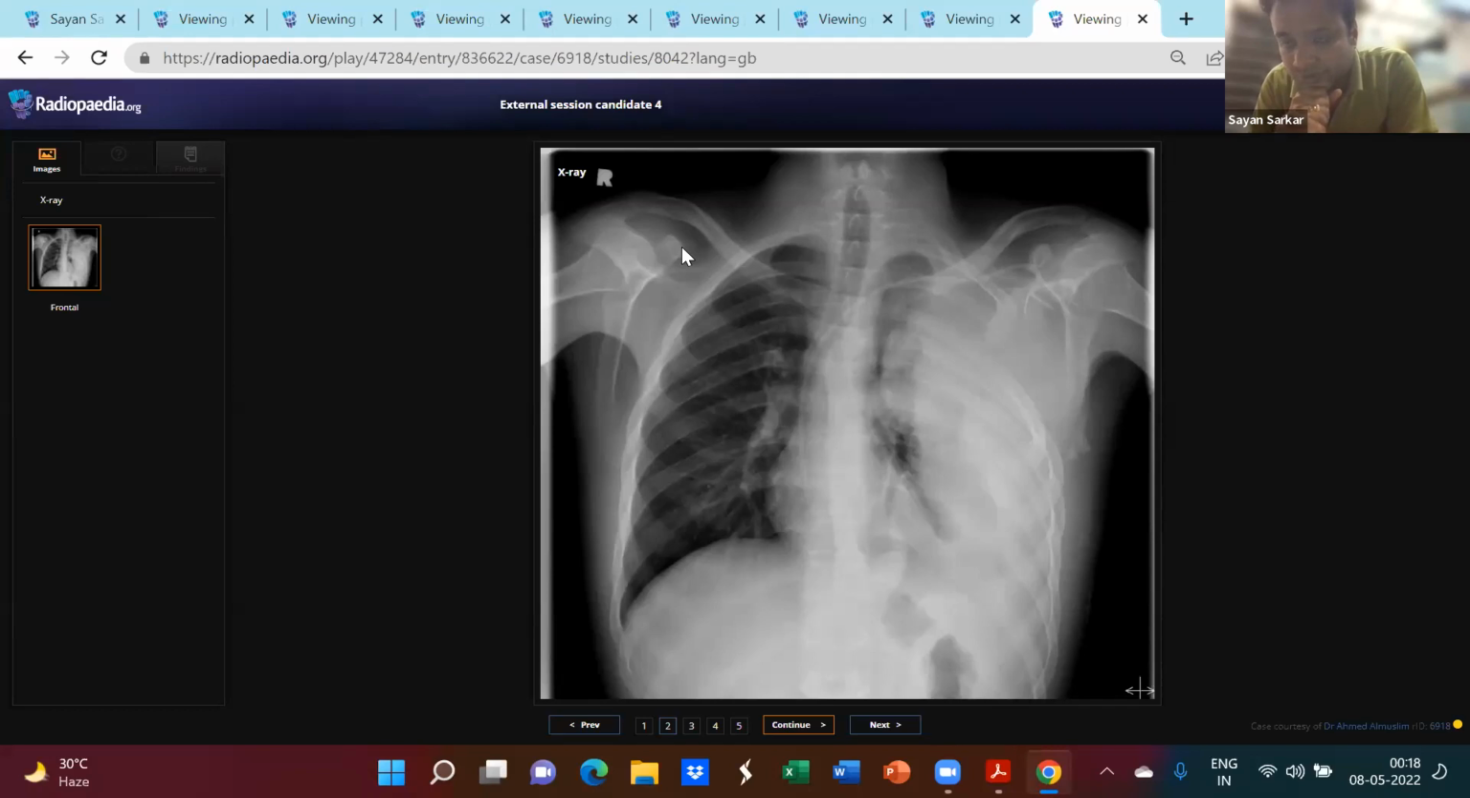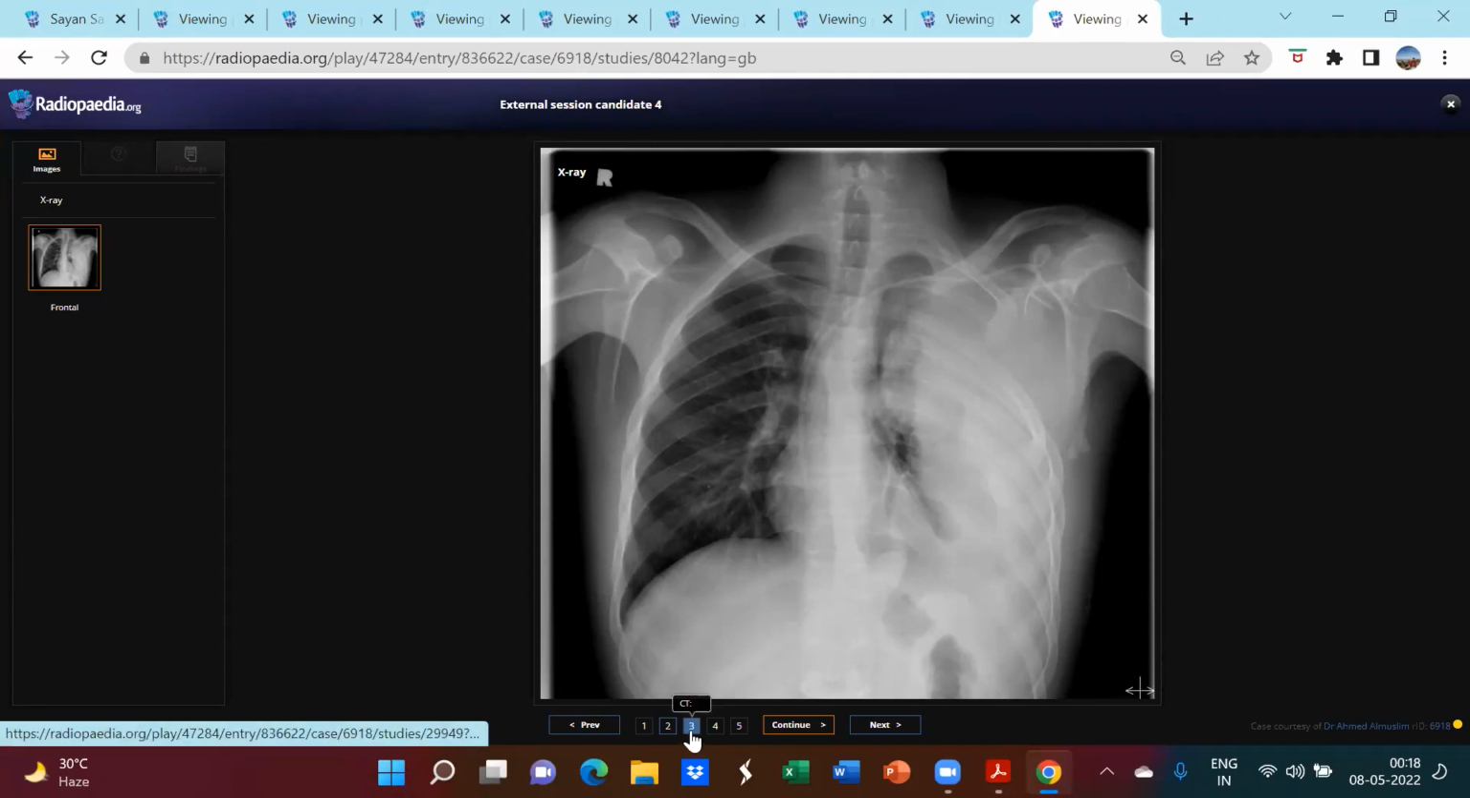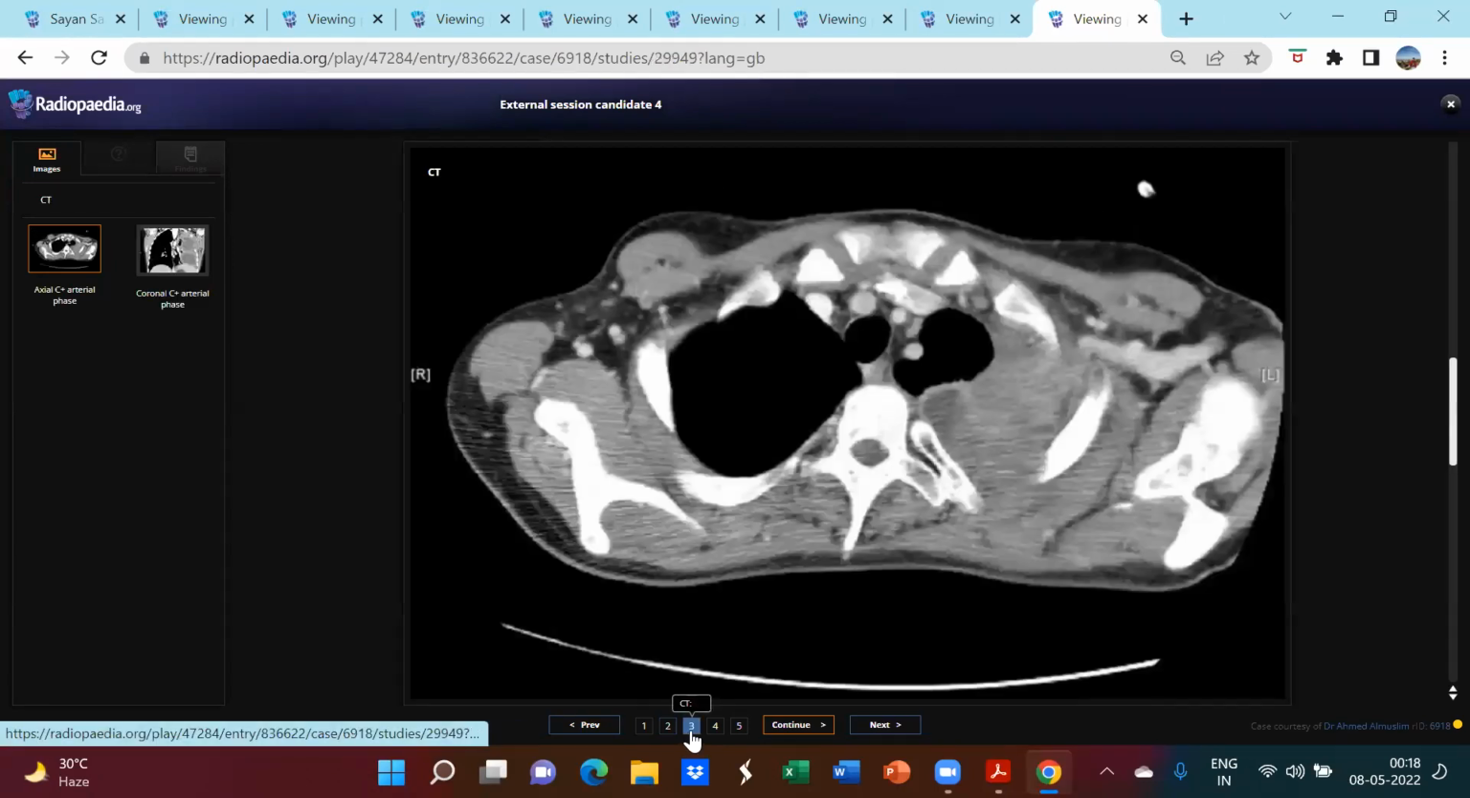So what will you do now? I would consider a chest wall lesion or a pulmonary lesion. So how will you characterize those things? I would go for a post-contrast CT chest for further delineation. Okay, you can scroll.